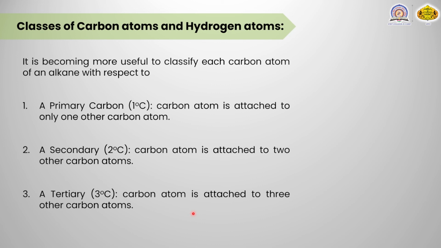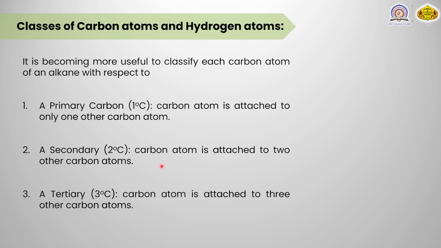Classes of carbon atom and hydrogen atom. It is becoming more useful to classify each carbon atom of an alkane with respect to, first, a primary carbon. Primary carbon is written as 1 degree at the top, and C represents that carbon. So primary carbon: a carbon atom attached to only one other carbon atom.